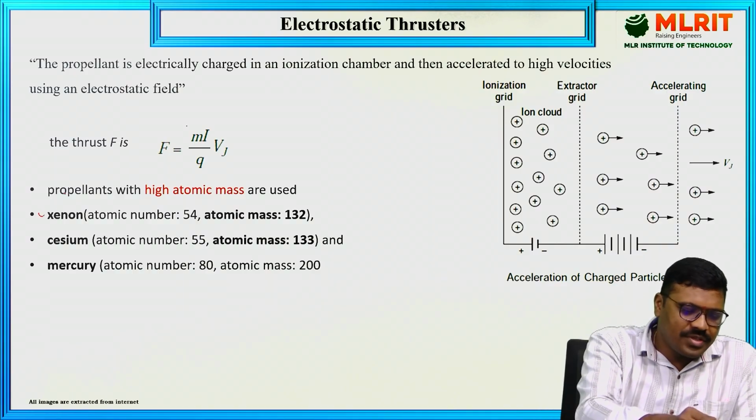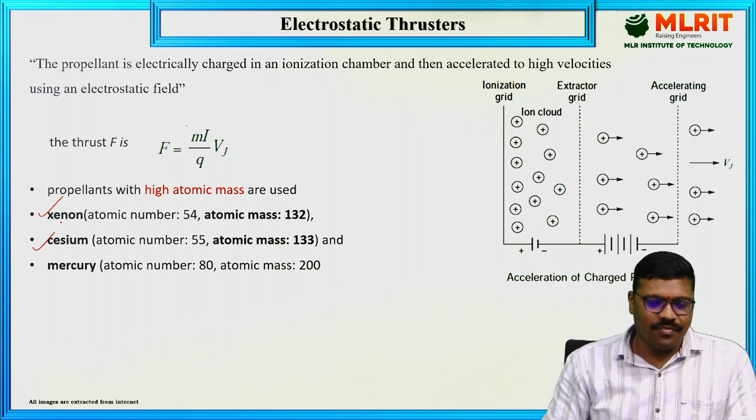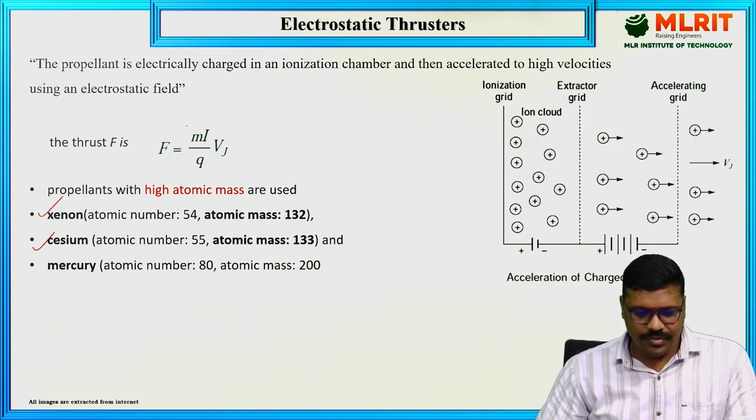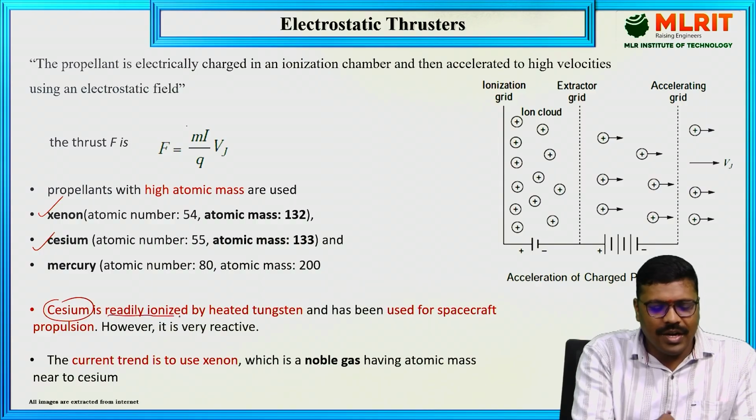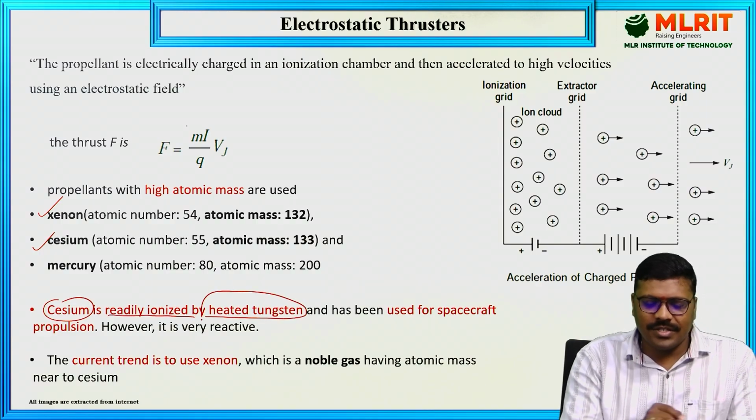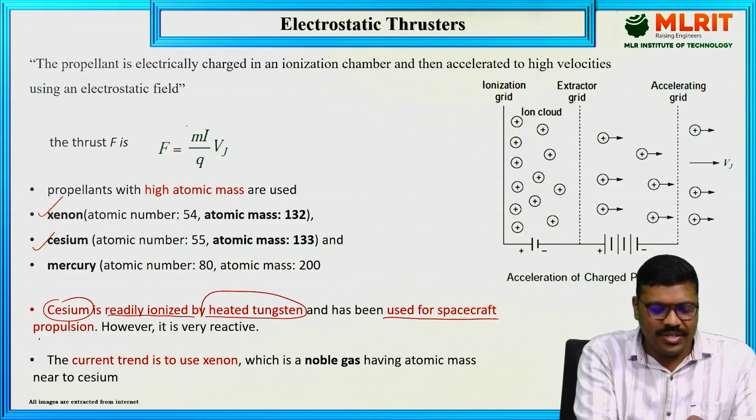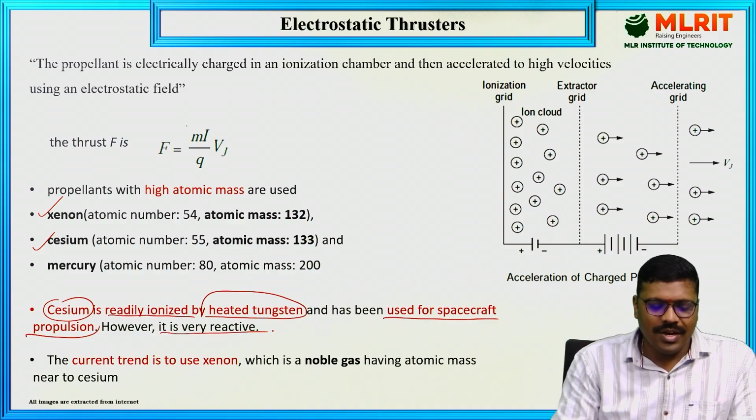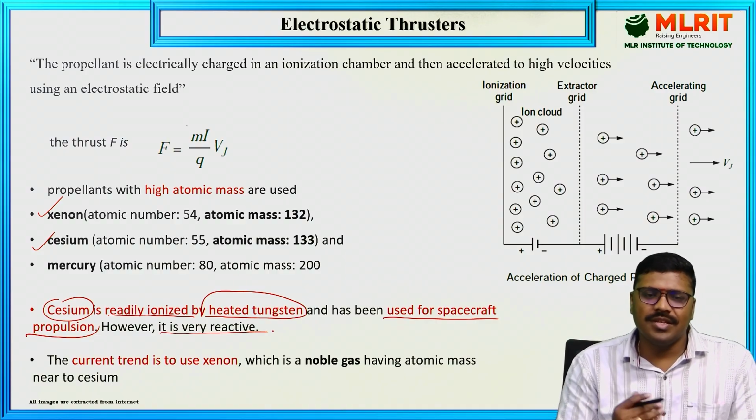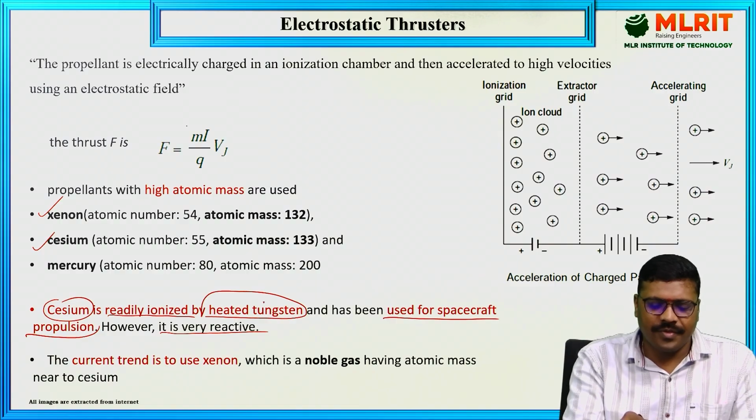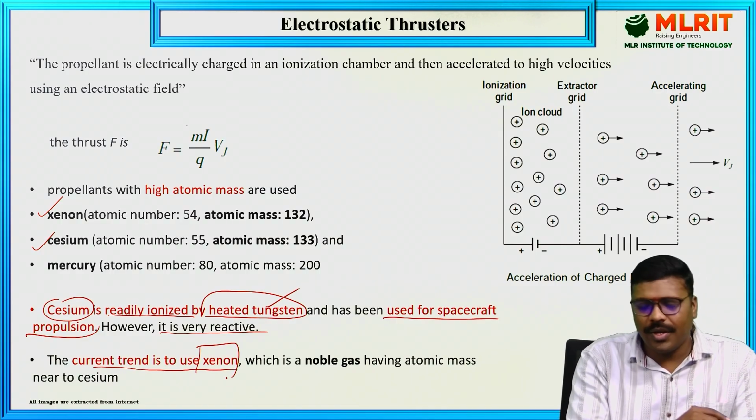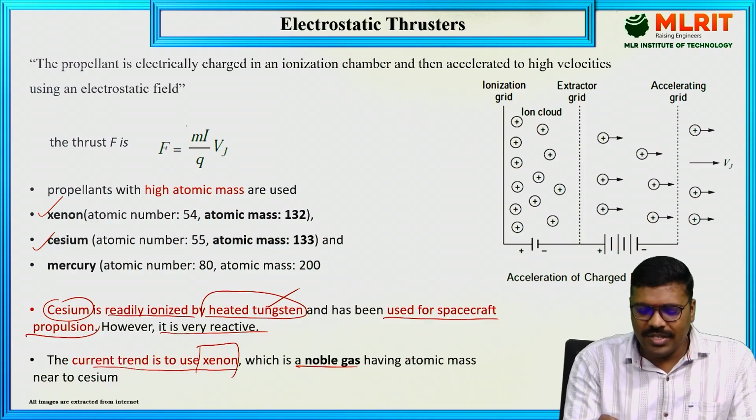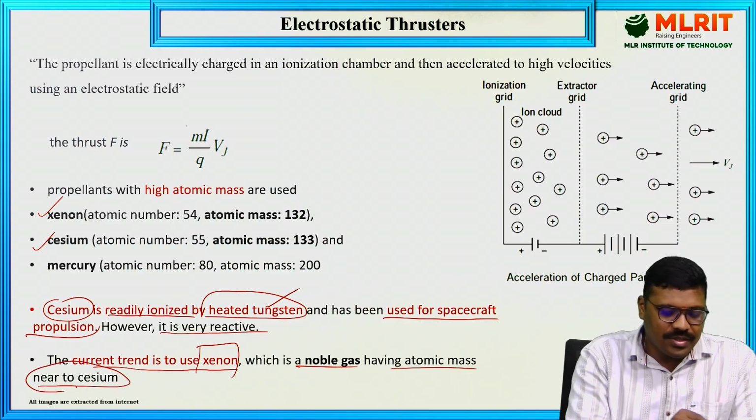We can use cesium and xenon for the electrostatic thrusters. Cesium is readily ionized by heated tungsten and has been used for spacecraft propulsion. However, it is very reactive. You can easily ionize the cesium with the help of a tungsten filament. Next, the current trend is using xenon, a noble gas having atomic mass near to cesium.